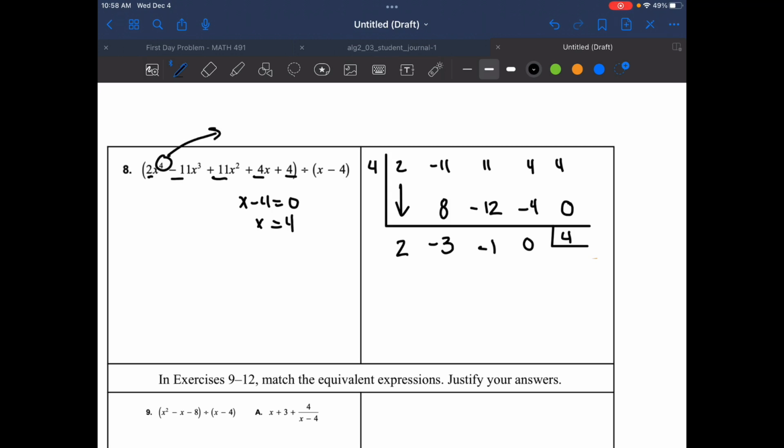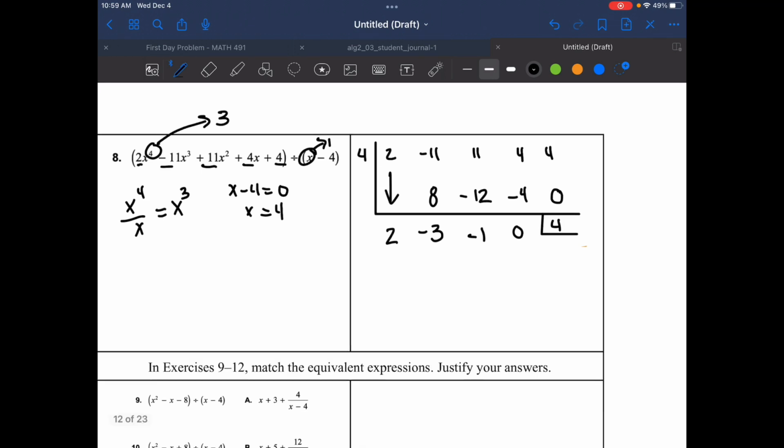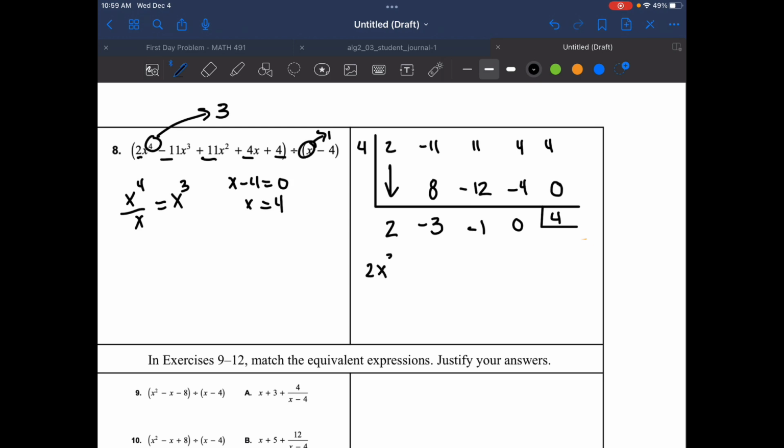Well, if I started with an x to the 4th, that means I need to drop it down 1 and go to 3 because this was to the power of 1, right? So again, that's x to the 4th divided by x, because that's what we did here. That would be x to the 3rd. So I know that this needs to be an x to the 3rd polynomial. So this is going to be 2x to the 3rd minus 3x squared, going in decreasing order here, minus 1x to the first power plus 0 as a constant, so we don't have to write the plus 0 unless you want to, plus 4 over what we divided by. We divided by an x minus 4. And that is your final answer.